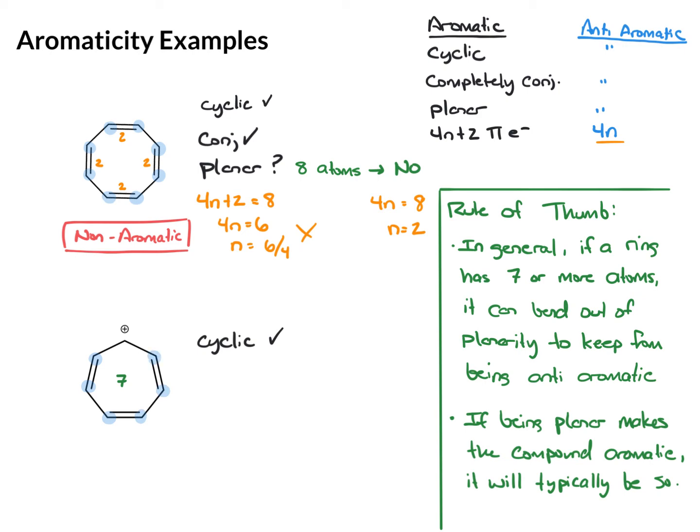And carbocations reside in p orbitals. So I'm going to make you a note here. Carbocations, but not other cations, reside in p orbitals. So if you see an oxygen cation or a nitrogen cation, that doesn't necessarily mean there's a p orbital there. But a carbocation, yes. So we have a p orbital on every carbon. This is completely conjugated.